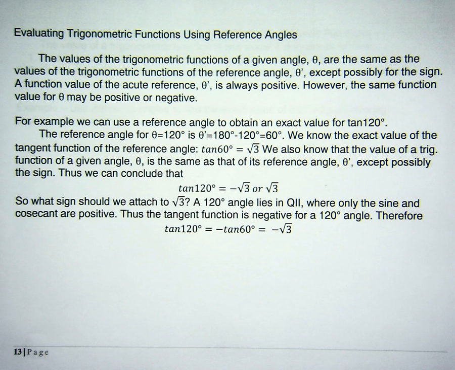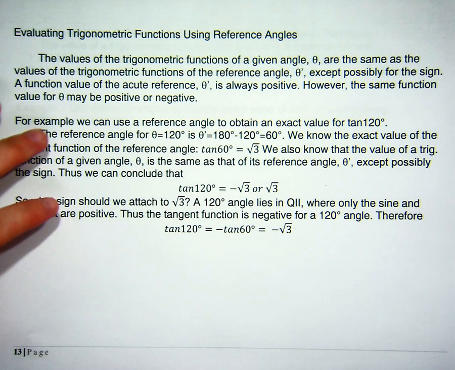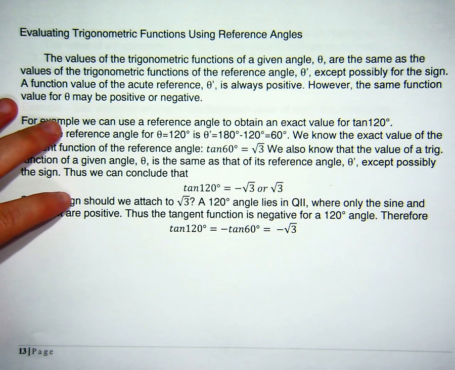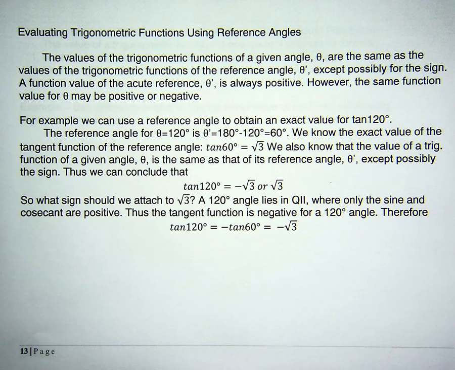Let's talk about evaluating trig functions using reference angles. One thing to remember is that a reference angle is a positive acute angle formed from the terminal side of theta to the x-axis. If you go back and remember from our last section, every single reference angle we had was positive, acute, and from the terminal side to the x-axis.